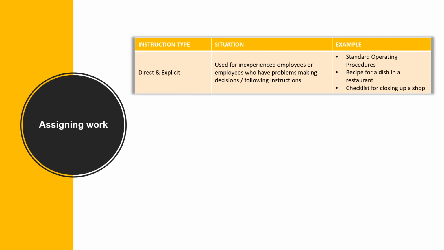A work instruction can be direct and explicit. That's used for inexperienced employees or employees who have problems making decisions or following instructions. For example, standard operating procedures or a recipe for a dish in a restaurant.